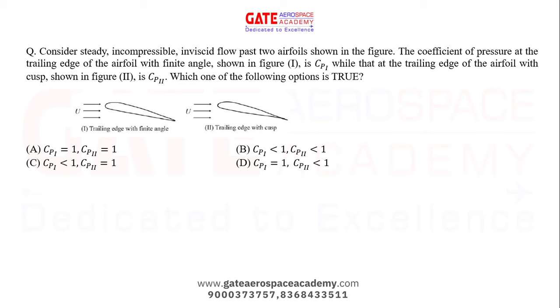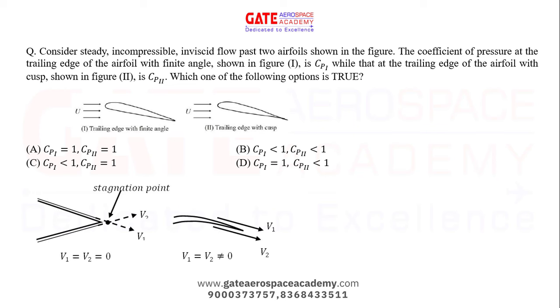So for the finite angle case, the first case, the trailing edge will be a stagnation point because we cannot have two velocity vectors at one point, right? So v1 is equal to v2 is equal to 0 and the trailing edge will be a stagnation point. For the second case, where the aerofoil is cusped at the trailing edge, v1 is equal to v2, both have the same direction, right? This is according to the Kutta condition. So this time velocity is not equal to 0, but on the upper and lower surface, velocities are equal in magnitude and direction, right?